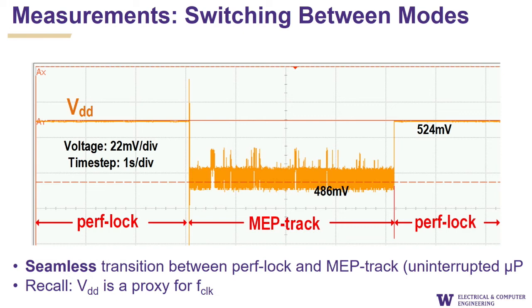I am locked, I am phase locked at this point to my reference clock at a frequency I want to run. If the operating system says, no, go into MEP track, the system transitions, and what it basically then does is constantly hunts for the minimum energy point. Throughout this sequence, a microprocessor is running uninterrupted. No change in what the processor itself is computing. And you can see that in these durations, the MEP point is actually adjusting.